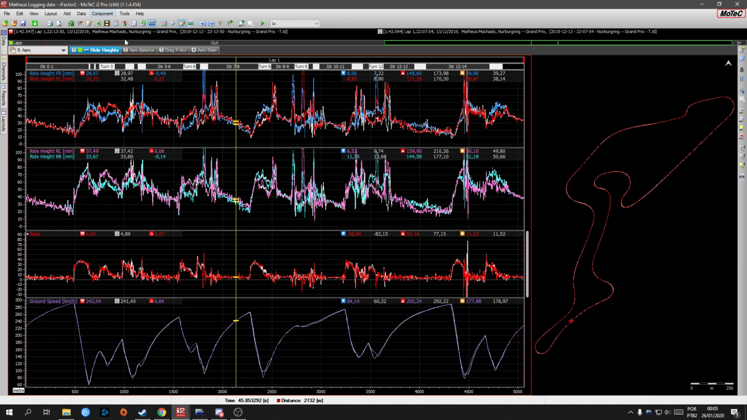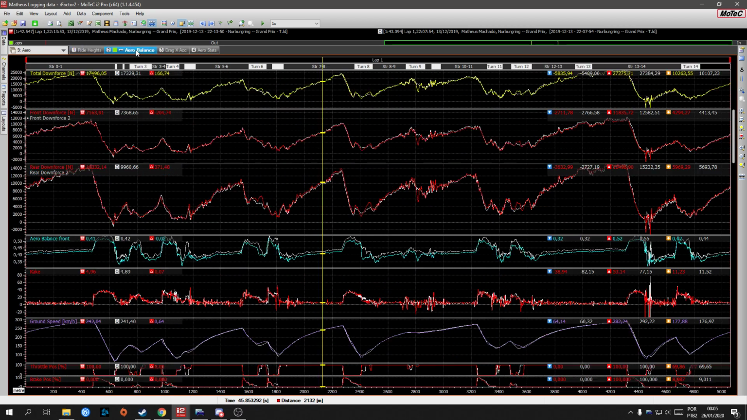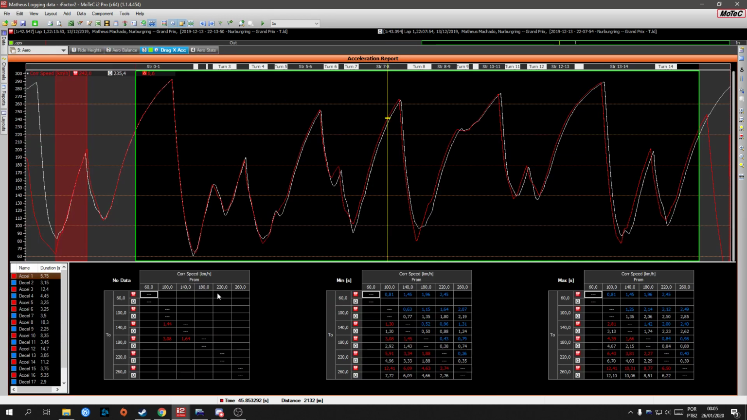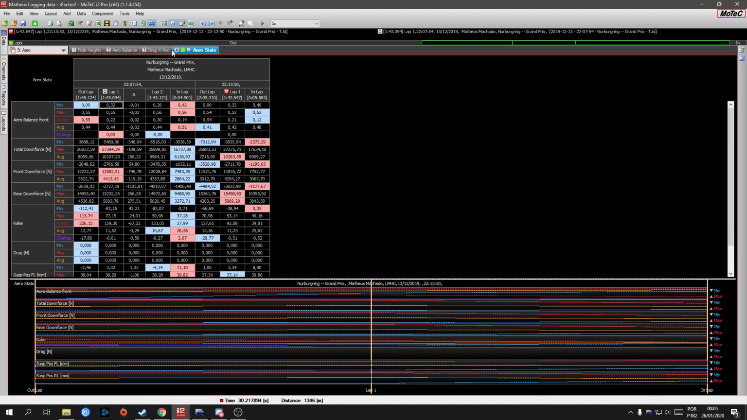So yeah, sorry for the little pause. I had to mute a video that started playing over on the other side of the room. So yeah, that's how I look at the data when I'm doing a setup for the car.